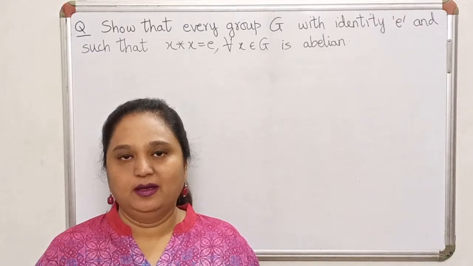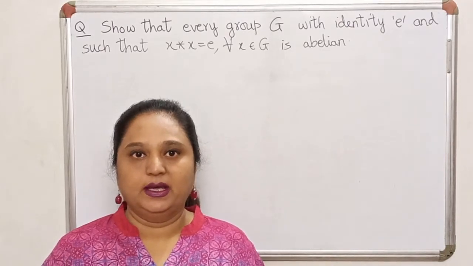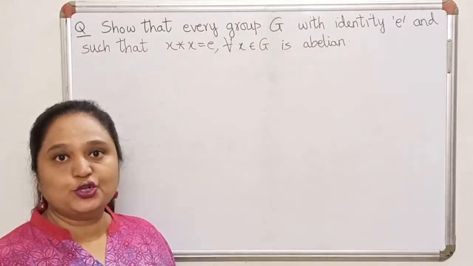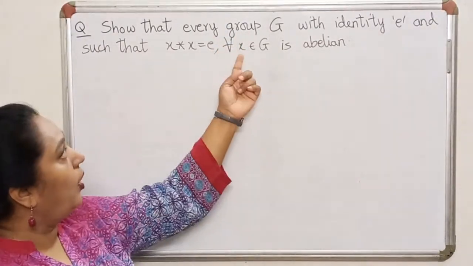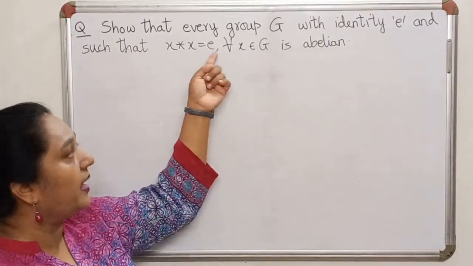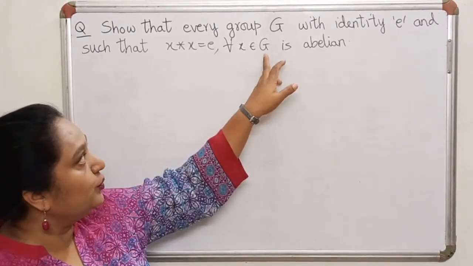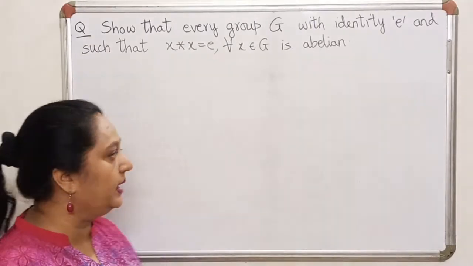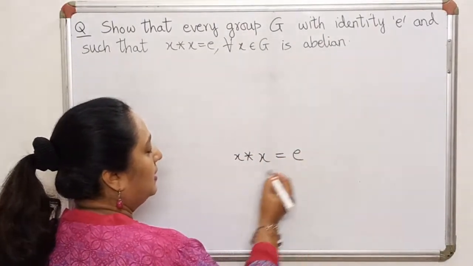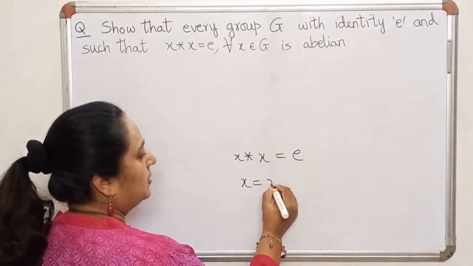Hello everyone. We're going to start this lecture with a very interesting example. Namely, if I have a group G and in this group, for all elements this condition is satisfied, that is x star x gives me identity, then we would like to prove that this group has to be abelian. Notice that if x star x is E, then this means that this element is the inverse of itself.